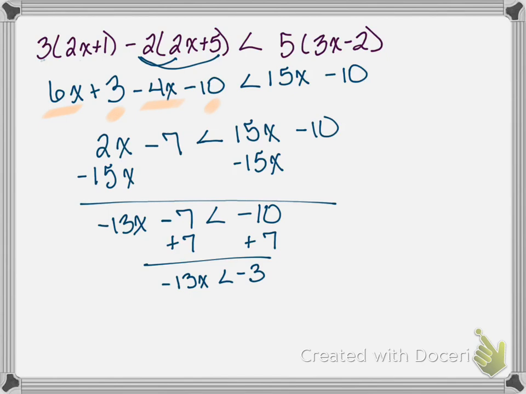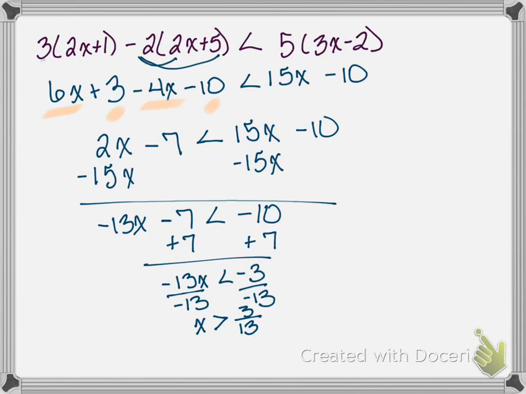If we move it to the left, this is the most challenging thing that we might have to deal with, is reversing the inequality sign because we divide by negative 13. When I divide by negative 13, I have to reverse the sign. So I have x is greater than 3 over 13. x is greater than 3 over 13.